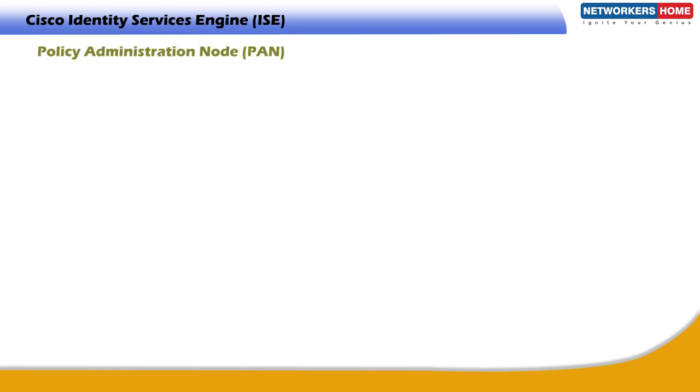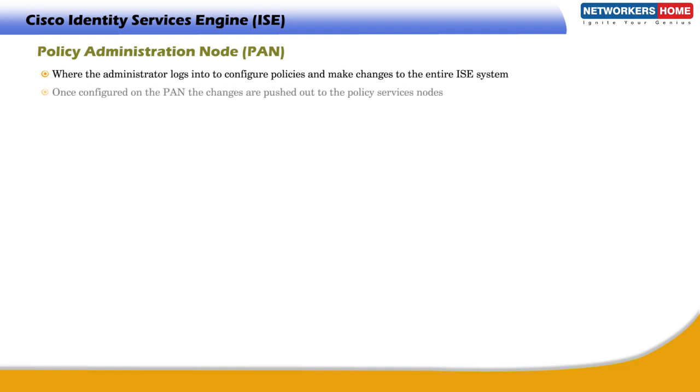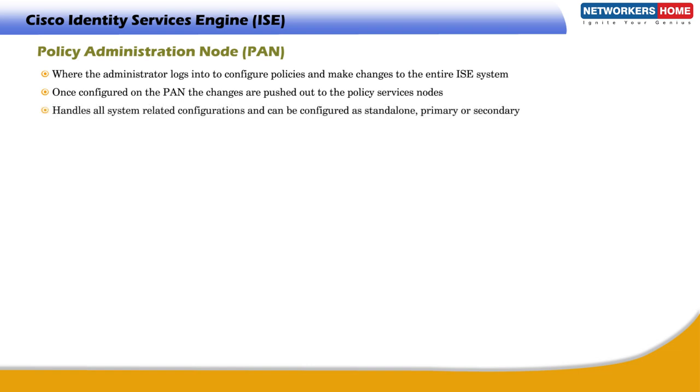Policy Administration Node (PAN). The Policy Administration Node is where the administrator logs in to configure policies and make changes to the entire ISE system. Once configured on the PAN, the changes are pushed out to the Policy Services Nodes. It handles all system related configuration and can be configured as standalone, primary or secondary.